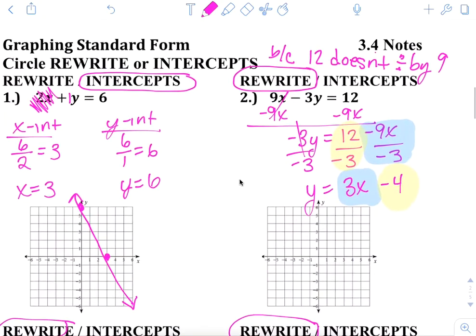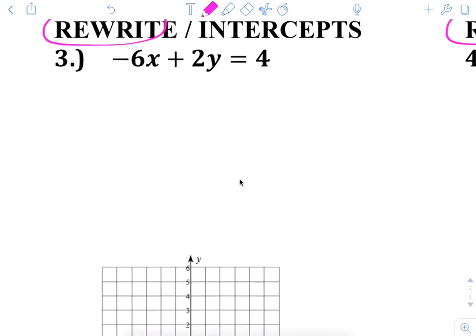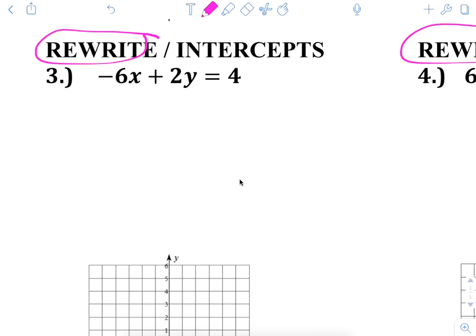So on this graph, I'm going to begin at negative 4, and I'm moving 3 over 1. Okay, so begin at negative 4, rise 3, run 1. This is my graph for problem 2. Okay, pause it if you need to, otherwise we're moving to number 3. Problem 3, we needed to rewrite because 4 wasn't divisible by 6, okay? So we need to move the 6x.